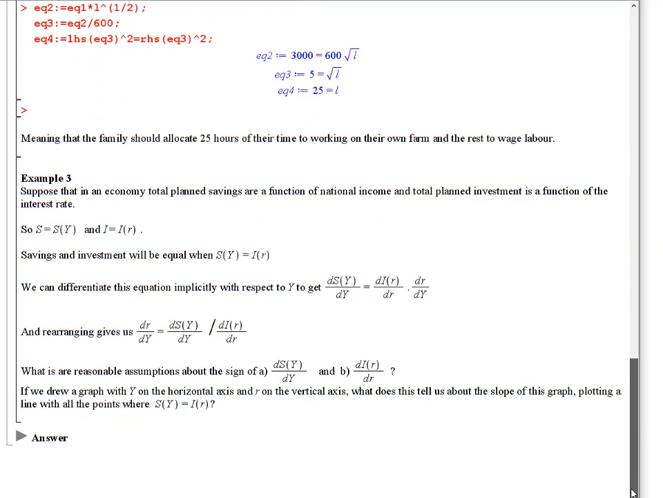Okay, and finally, I'm contractually obliged to include some macroeconomics. So here goes. I'm not responsible for the consequences, but here we go.